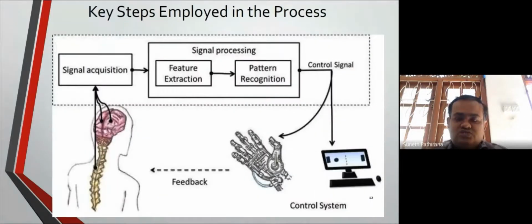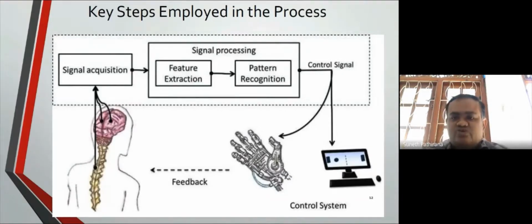So here are the key steps involved in a typical brain machine interface. You have to place some sensors, called electrodes. We will come to know the technologies or sensor types. Then we have to acquire the signals, collect the signals, record the signals. Then we have to do signal processing first, then mathematical modeling for pattern recognition.